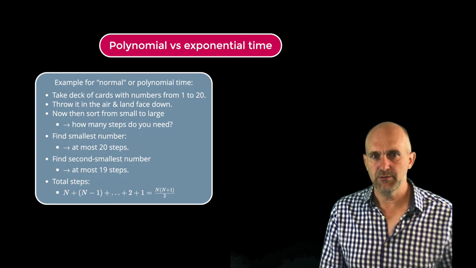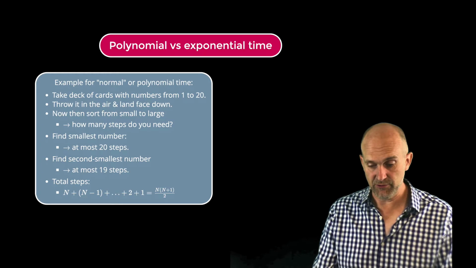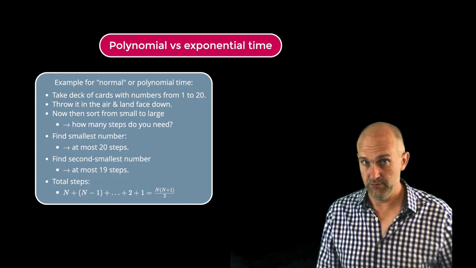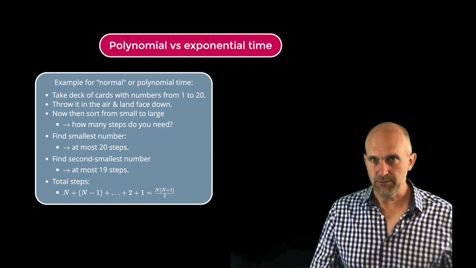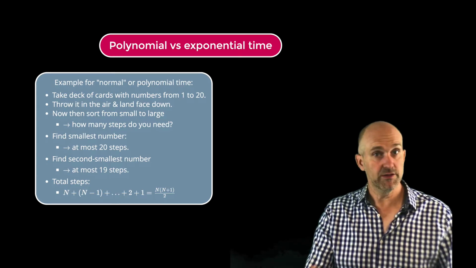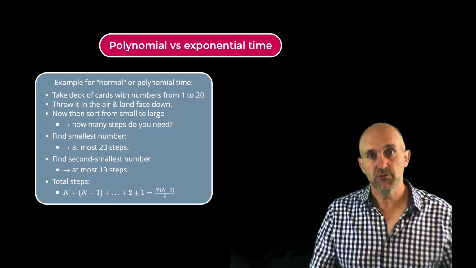The largest number of steps that you would have for the first time is that you have to turn 20 cards around in order to find what the smallest number is. Okay, so you put the smallest number up. What's the next step? Well, in the next step, you have to go through these cards again, and you need at most 19 steps in order to find the second smallest card, and so on and so forth.